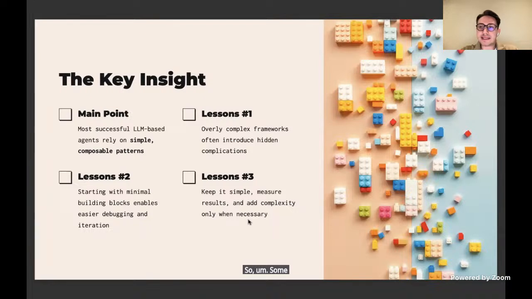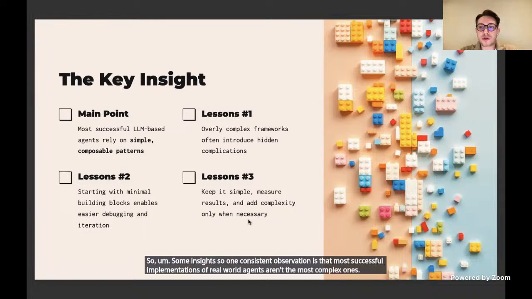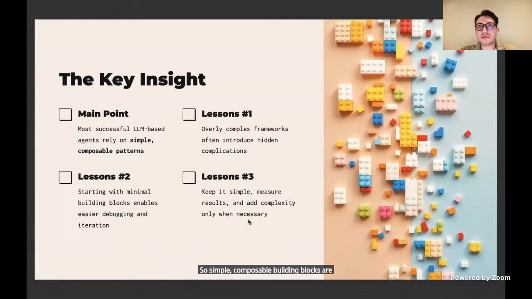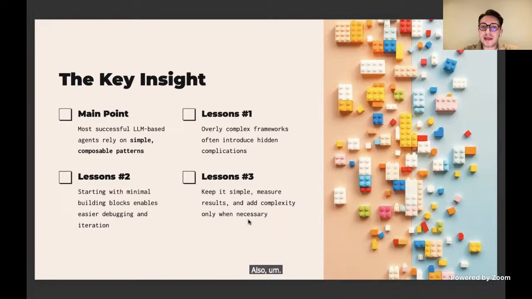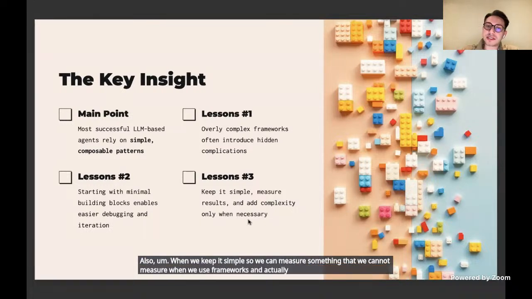So, some insights. One consistent observation is that most successful implementations of real-world agents aren't the most complex ones. Simple, composable building blocks are leading to much more sophisticated, much more reliable, and much more usable agents compared to those we can get using some sophisticated framework. So starting from scratch is not usually the worst scenario. Also, when we keep it simple, we can measure something that we cannot measure when we use frameworks. And when we start building with frameworks, it's easy in the beginning, but when you start debugging, you get a lot of problems that are hard to fix.